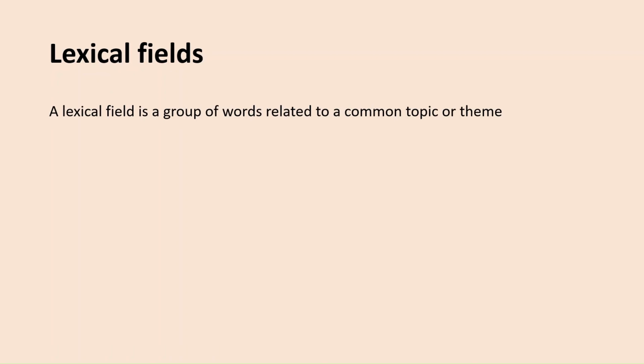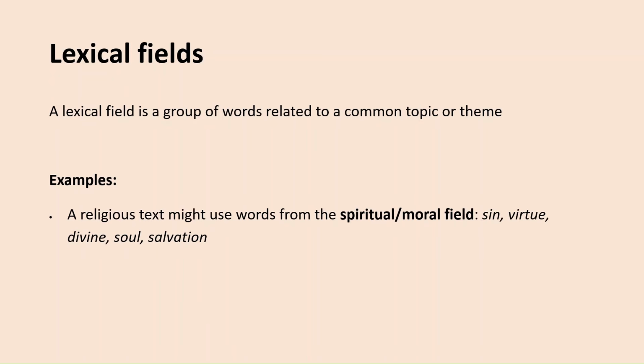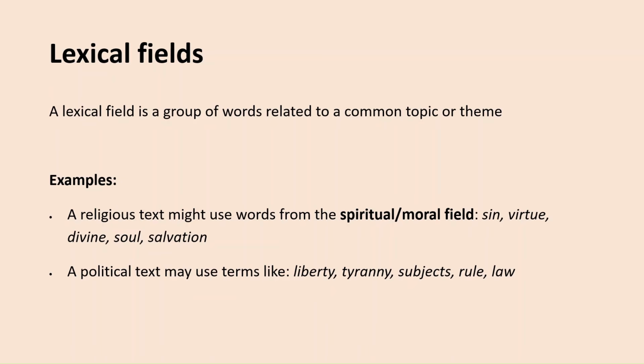Another thing to look out for in Lexis and Semantics are lexical fields. A lexical field is a group of words related to a common topic or theme. Identifying these helps you see what the writer is emphasizing or concerned about. For example, a religious text might use words from the spiritual or moral field, such as sin, virtue, divine, soul, and salvation, whereas a political text may use terms like liberty, tyranny, subjects, rule, and law.